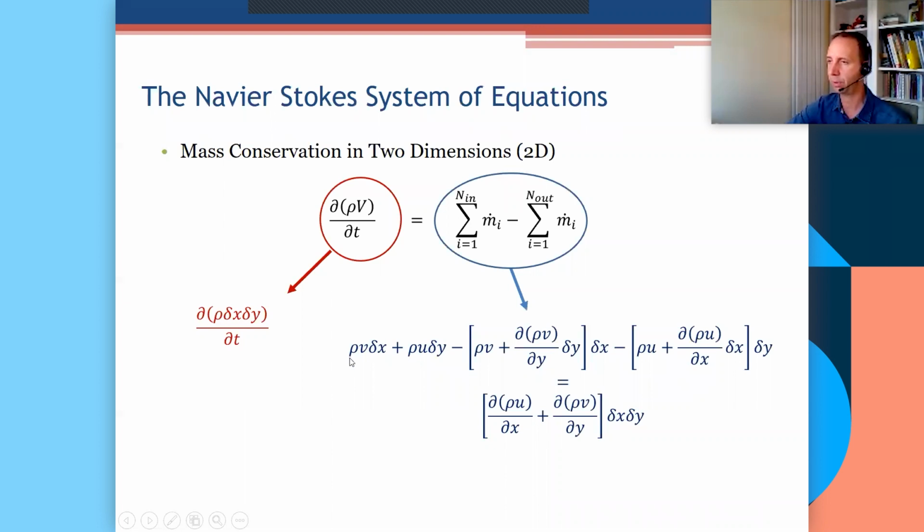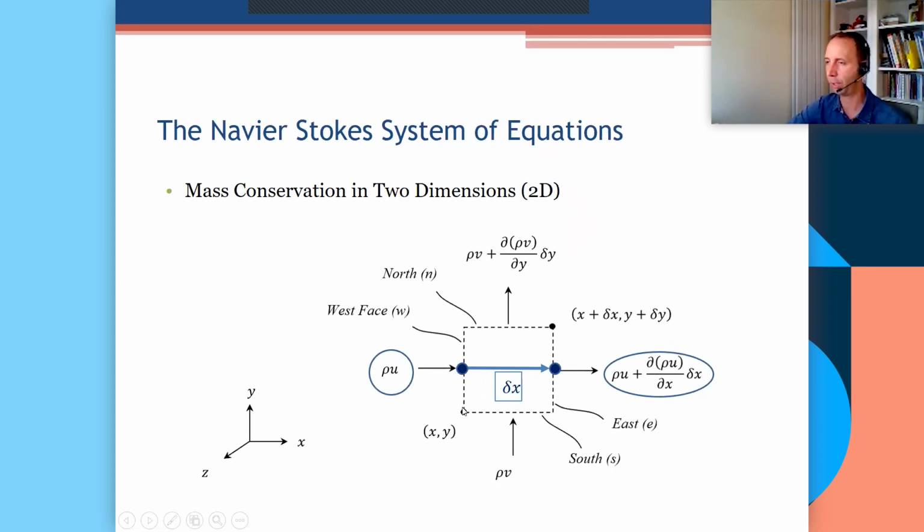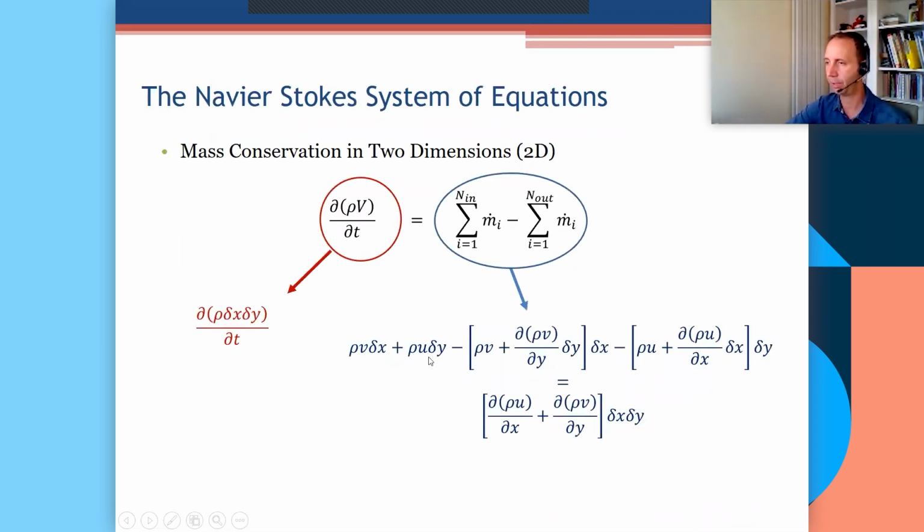So that's what we have here, rho v and rho u. Sorry, rho u, did I say delta x? Sorry, I meant delta y here. The height is delta y, it's the distance in the y direction. So rho u multiplied by delta y is the mass flow rate through that face, and rho v multiplied by delta x is the mass flow rate through that face. That's what we have there and there.